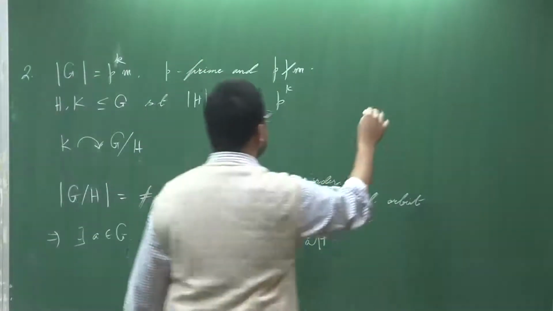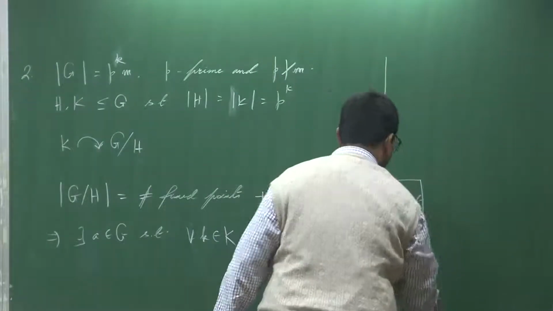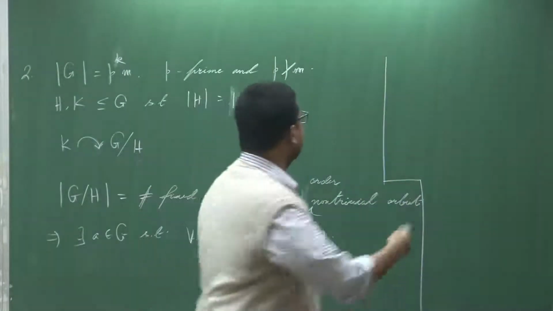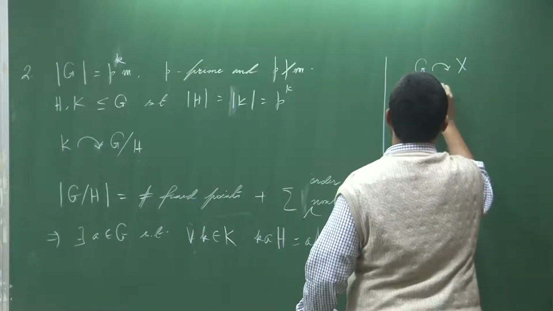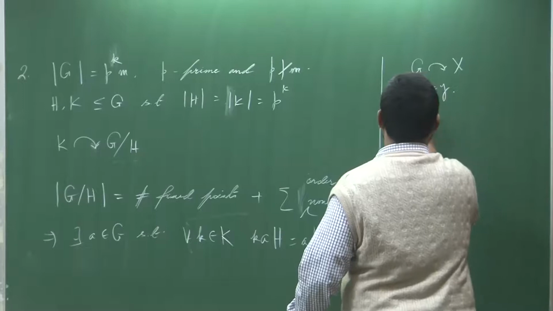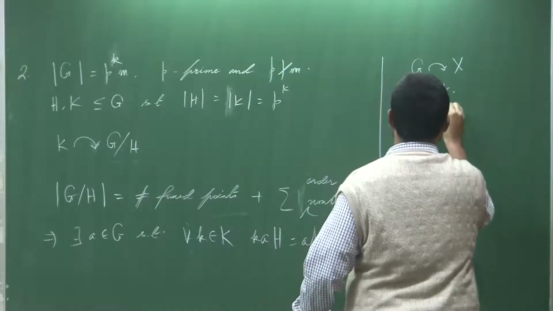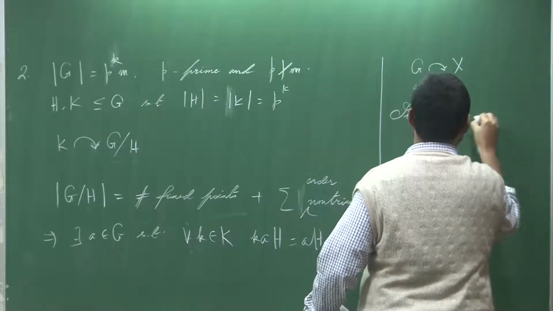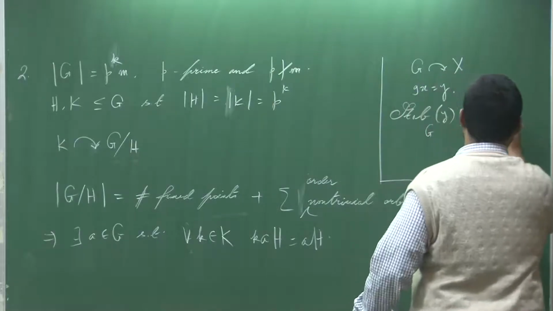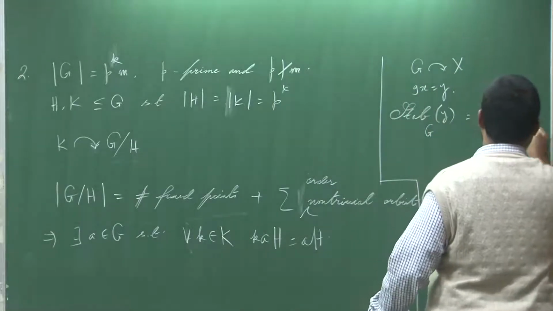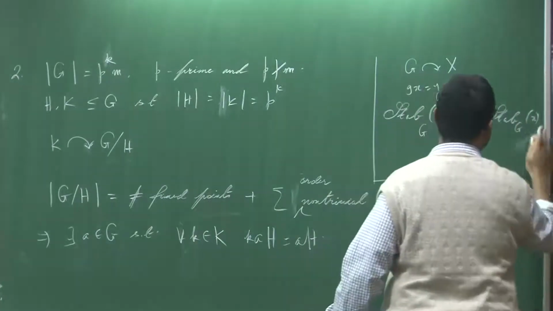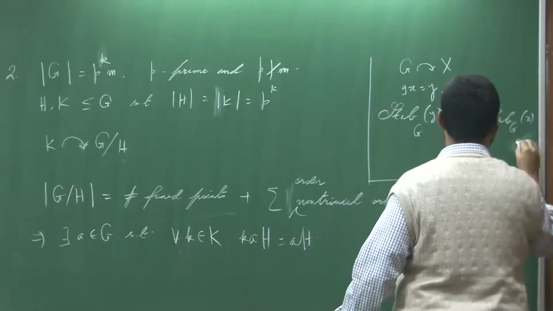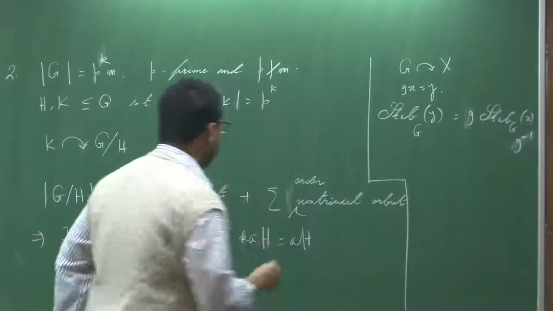Now, recall that for any general action of G on X, if gx equals y, then the stabilizer of y in G is nothing but the conjugate of the stabilizer of x by this g. That is easy to see, which you have already seen.